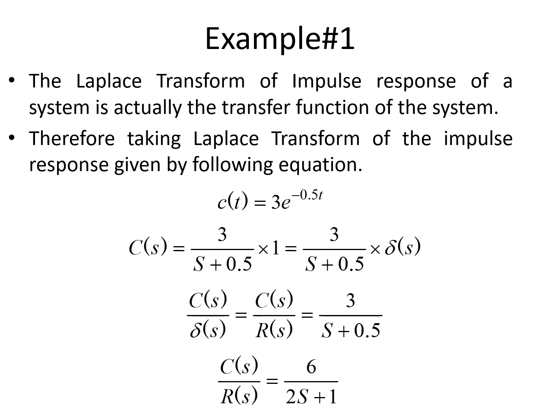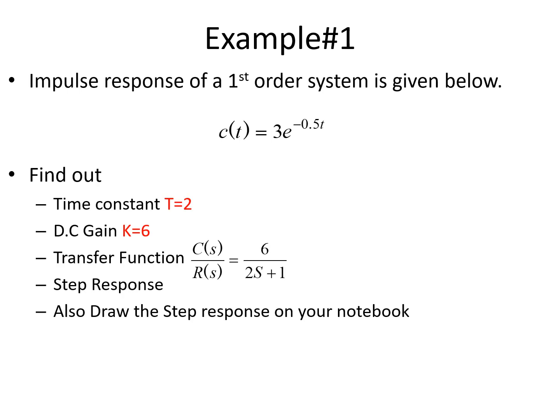Okay, which in turn can be represented as 6 divided by 2S plus 1 in the time constant format. So here you can see C of S is equal to 6 divided by 2S plus 1. So this is nothing but our K and this becomes our T. So I have got time constant as 2 and K equal to 6 and transfer function is equal to 6 divided by 2S plus 1.